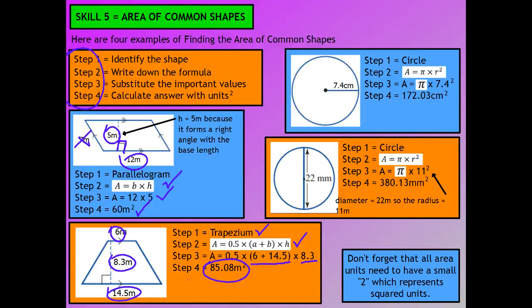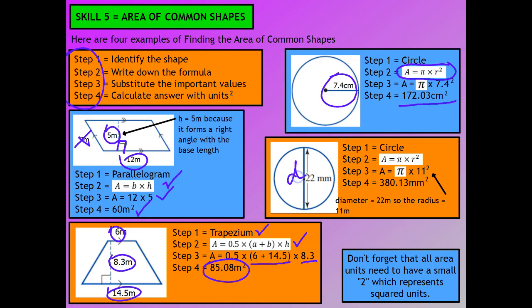Our example up in the top right is a circle. First example using a circle. We use the formula A equals pi r squared. Area equals pi times 7.4 squared. 7.4 is our radius and the answer is 172.03 centimeters squared.